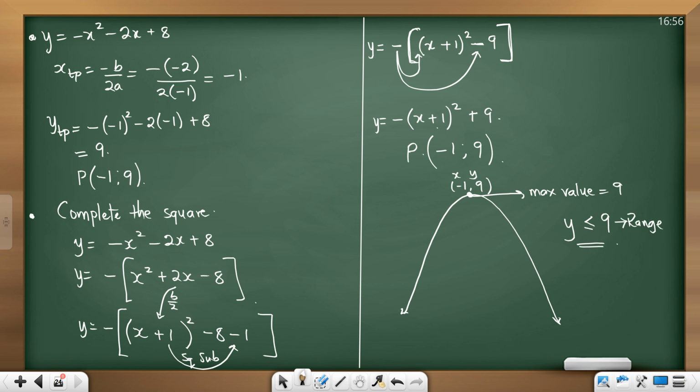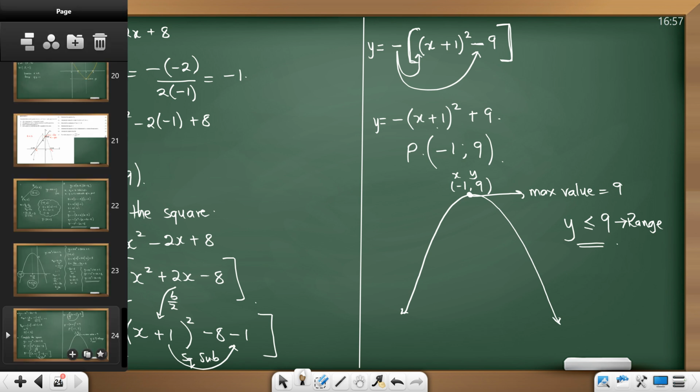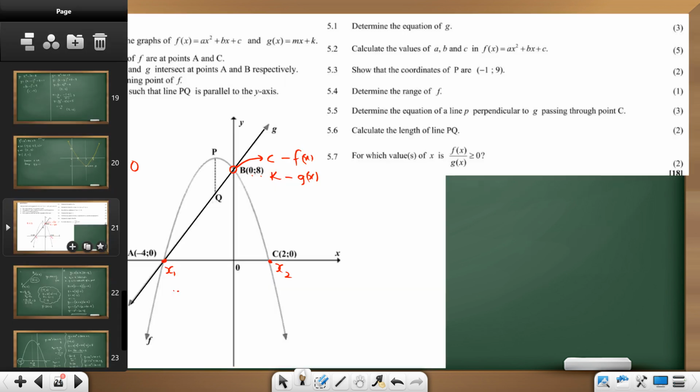My maximum value is 9. Maximum means the biggest. The biggest value is 9. I cannot go beyond, so I can only go below or equal to 9. Done again. I hope we're on the same page. And the great thing is all of this was explained.